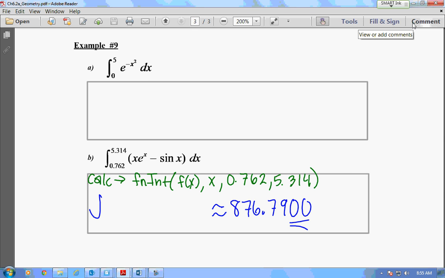Homework next time, 15. We have questions on there, sorry. It's 6.2 questions next time, and the 6.1 is due next time.